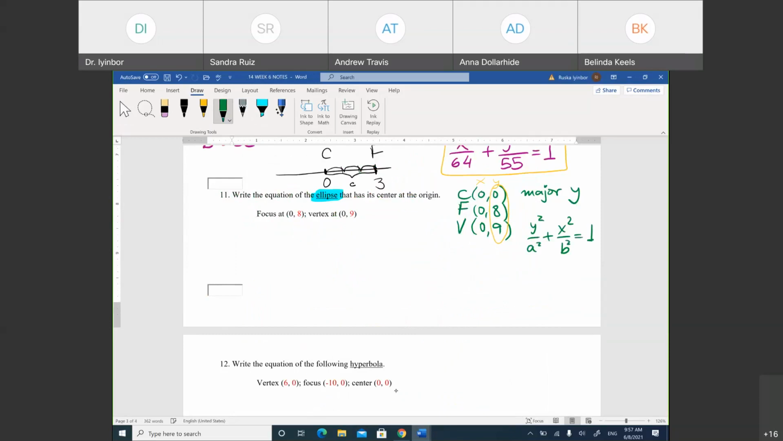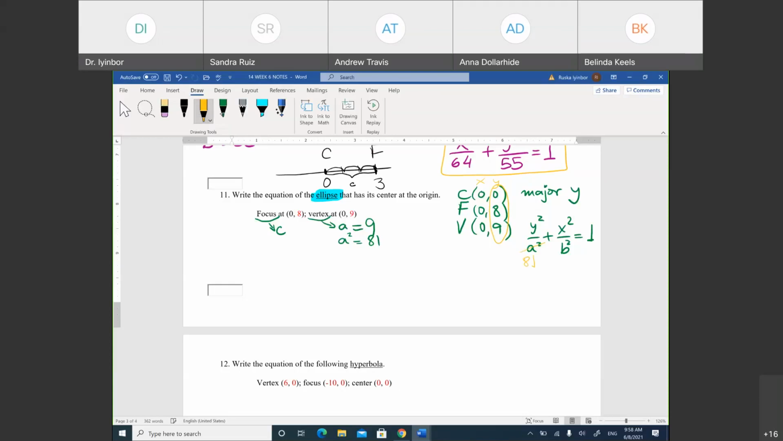Now I have to find a and b, right? So center to focus is C. Center to vertex is A, right? So focus is going to give me C. And vertex is going to give me A. So what is A? Nine. 9, that's right. So A is 9. So what is A squared? 81, right? So the first number is 81 here.